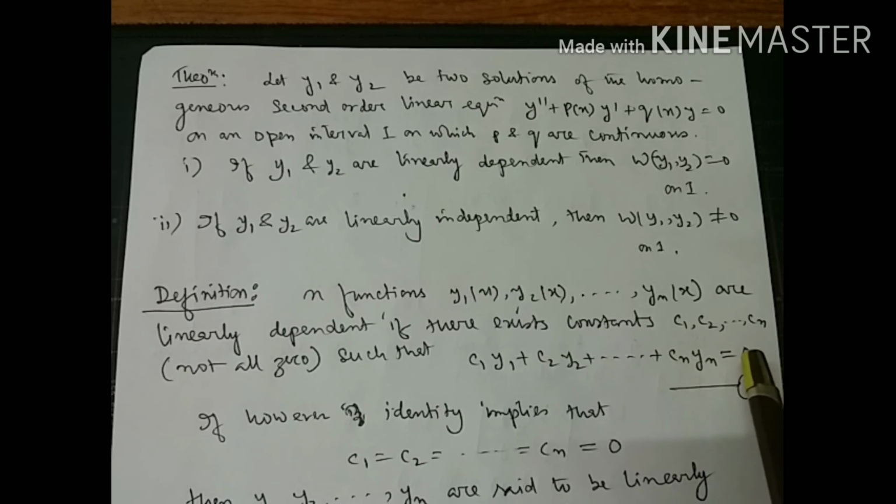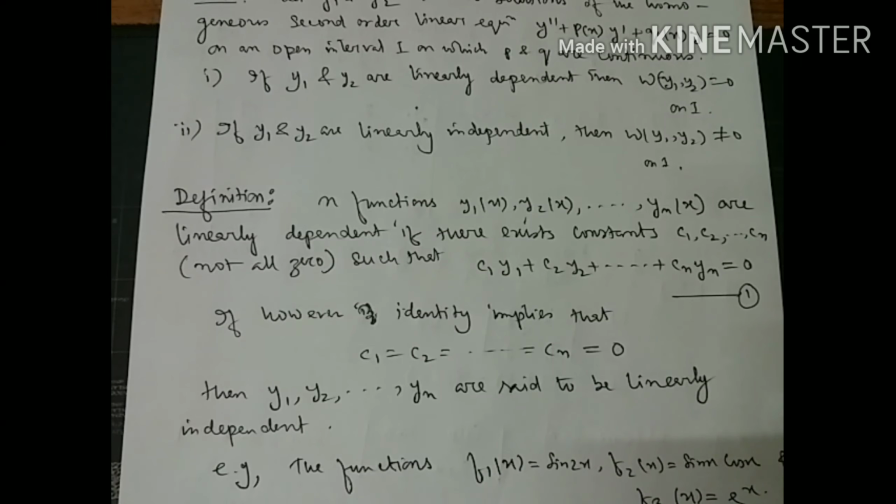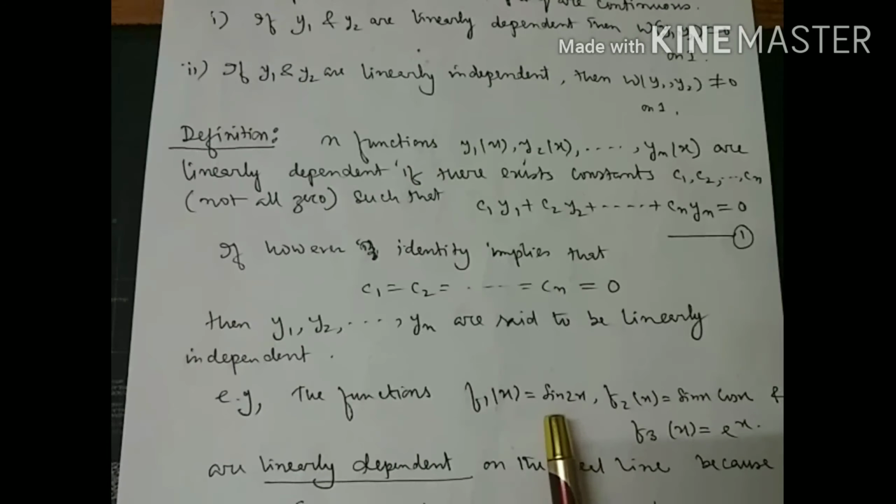Or if it becomes an identity only when c1 equals c2 equals cn equals 0, then y1, y2, yn are said to be linearly independent. So we are explaining it by simply taking an example.